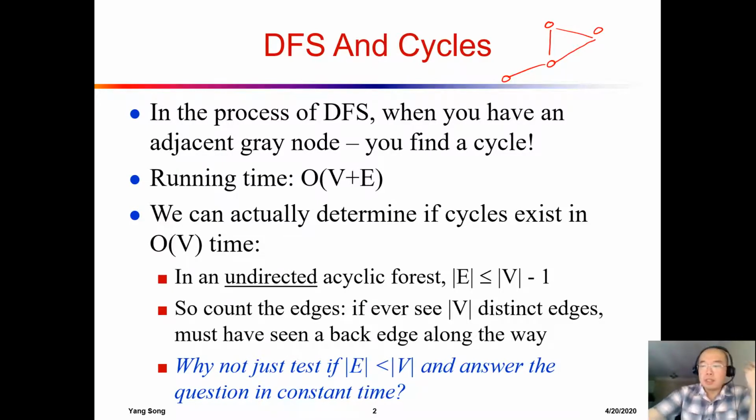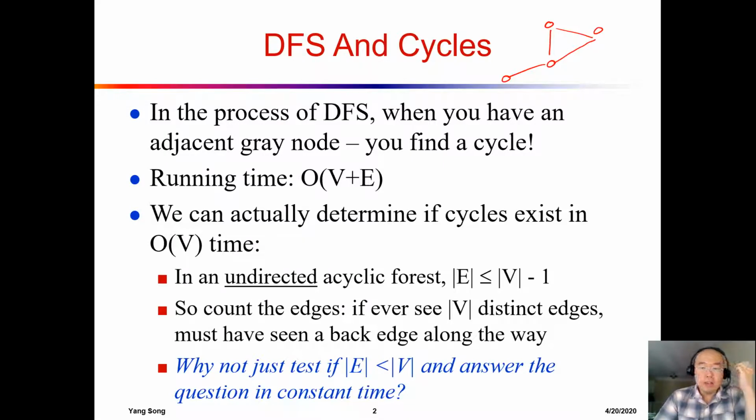And the rule is, when we are doing the DFS, the original algorithm only wants to visit new white nodes. But at the same time, when you see there is an adjacent green node, then you have already found a cycle. So if you only want to say whether there is a cycle or not in this graph, as long as you see an adjacent green node, you can immediately return true saying I have already found a cycle, right?